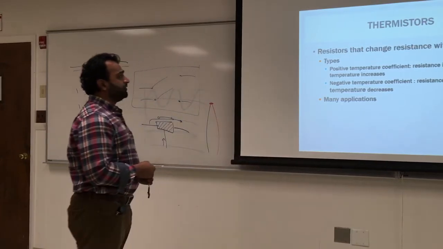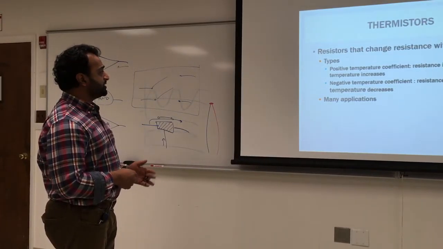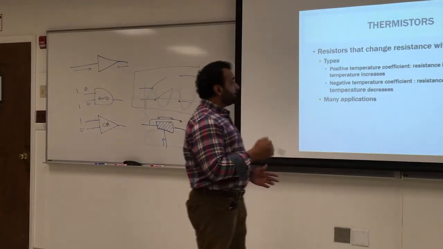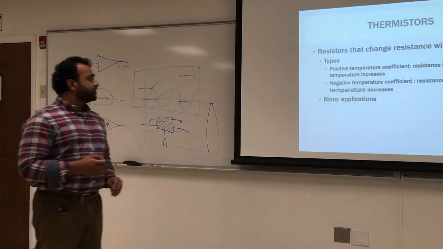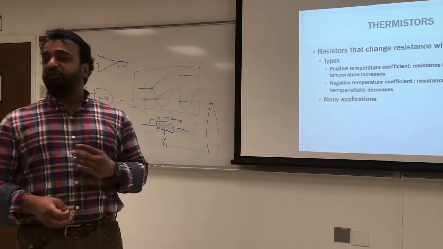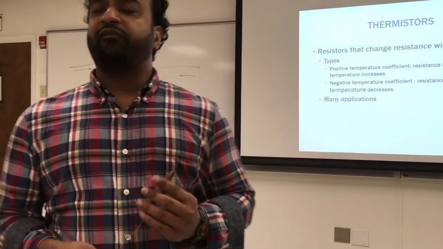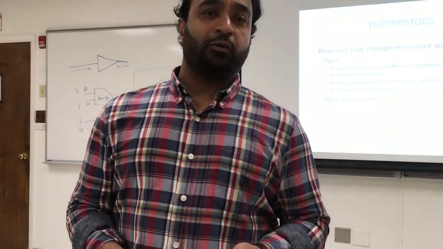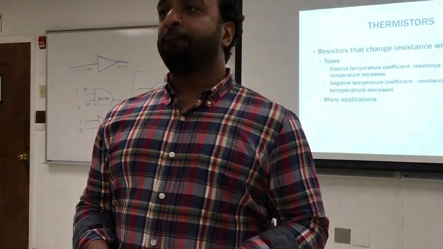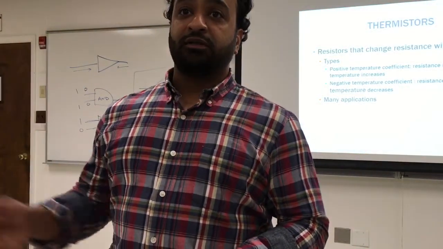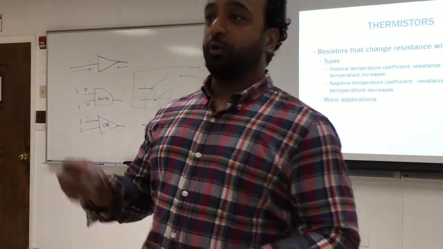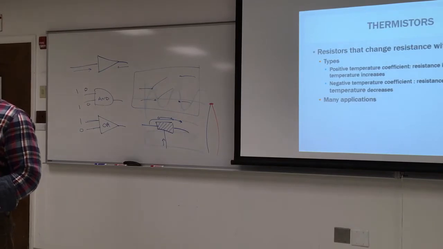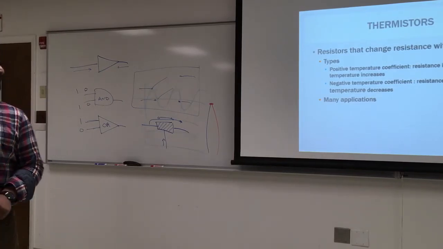This is a positive temperature coefficient: resistance increases as temperature increases. Some are negative temperature coefficient, where resistance decreases as the temperature increases. There are many applications. You can find them in fridges and in ACs. If you have a window AC, probably you have a thermistor stuck to your evaporator that measures the temperature, and once we reach the freezing temperature, it will shut off the compressor. Otherwise, you'll build frost on your evaporator, and that will, of course, limit the function of your AC.